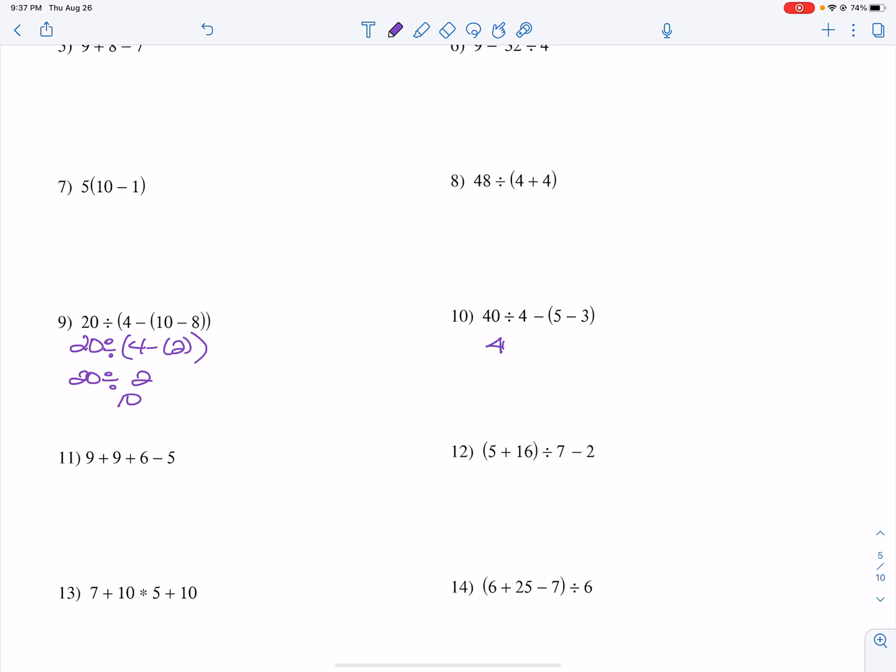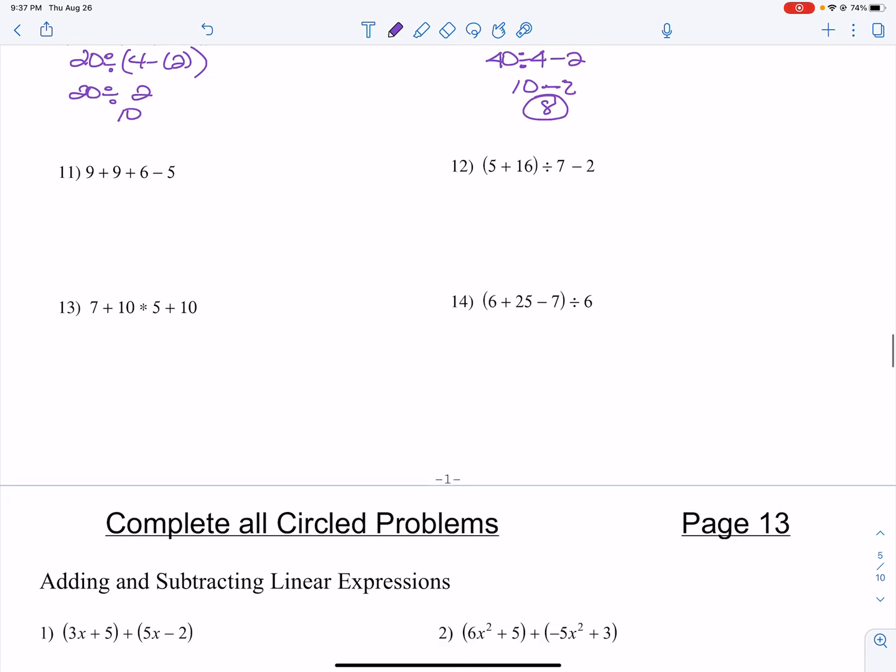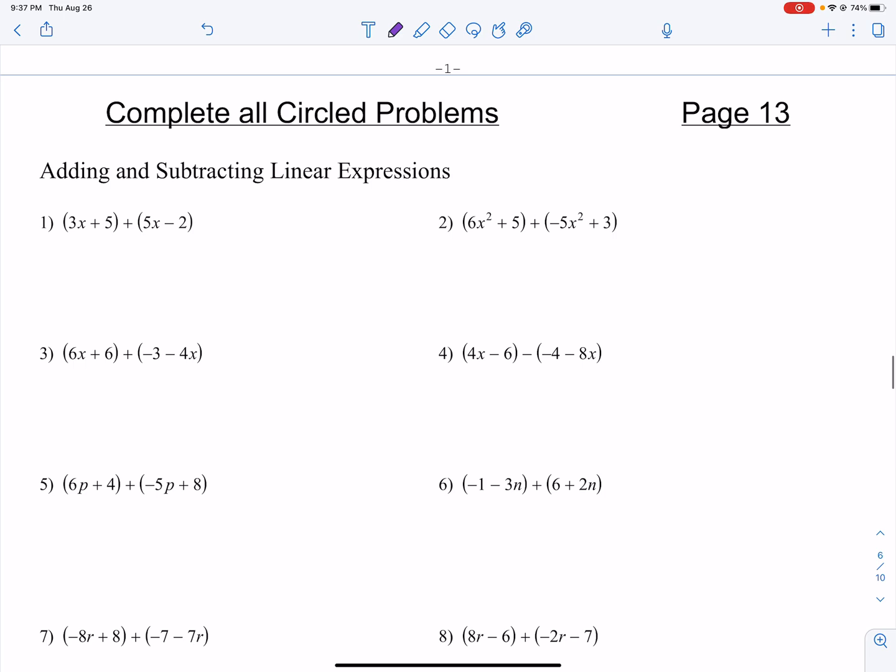And then 40 divided by 4 minus 2. So then that gives me 10 minus 2, which is 8. And then what else? 6 plus 25 is 31 minus 7, which is 24. Yeah. And then divided by 6, which is 4. Okay. Adding and subtracting like terms.